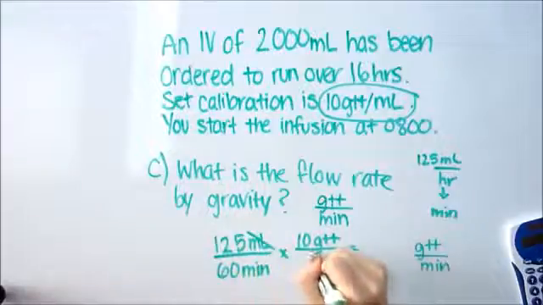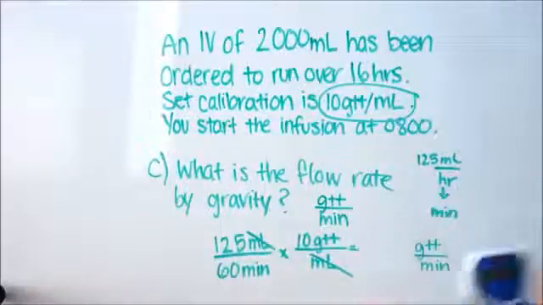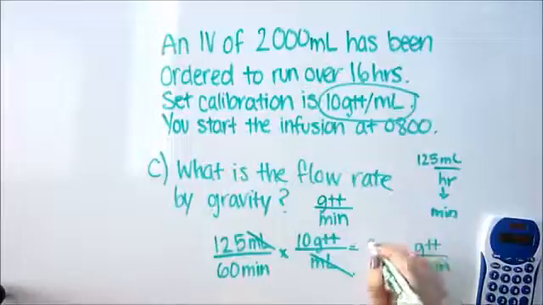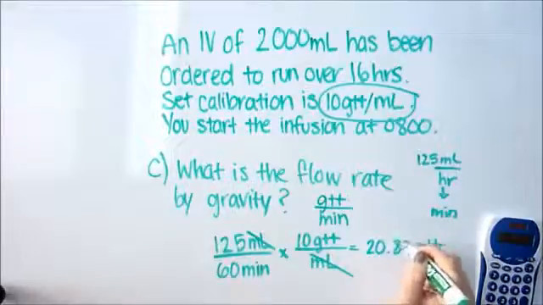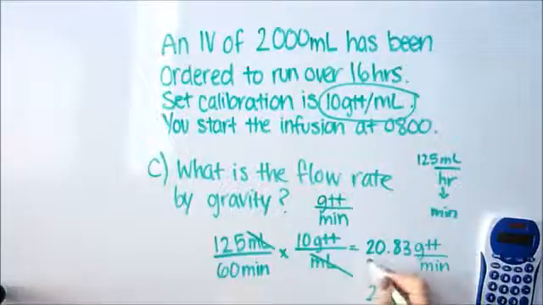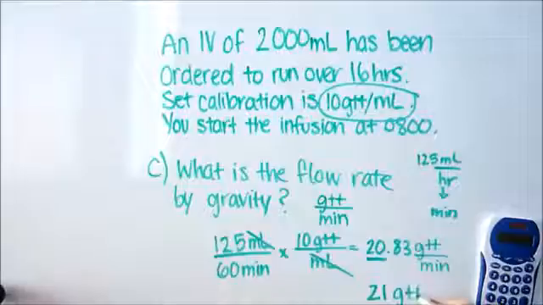So mLs cross out, right? And we're going to multiply across, 125 times 10 divided by 60, which is 20.83, and it keeps going on, 3. So that would be rounded to the nearest whole number, right? 21 drops per minute.